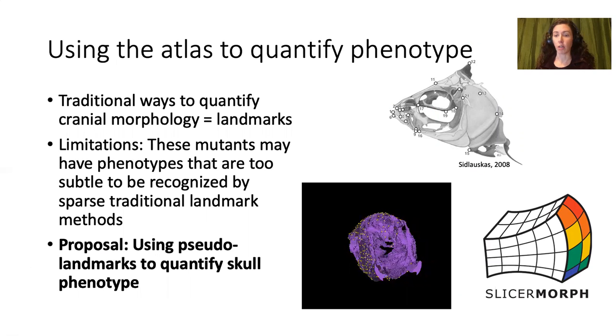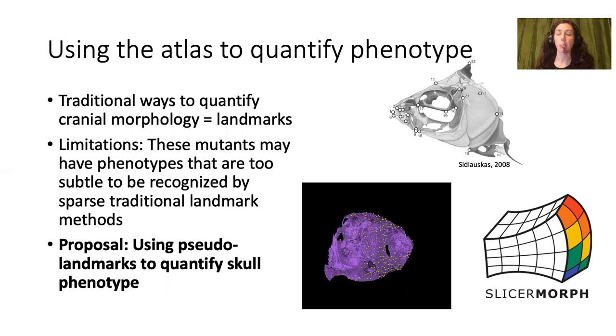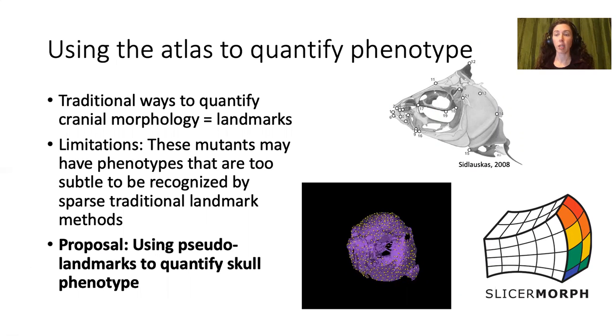And the traditional way to do this is to use landmarks, which are homologous points on every specimen in our sample. However, due to the sparsity of traditional landmarks and the subtleness of the mutant phenotypes, traditional landmarks may not capture the phenotypic differences in our sample. So here, I propose using pseudo-landmarks as a first pass to identify areas of the skull that vary the most among mutant and wild-type fish.